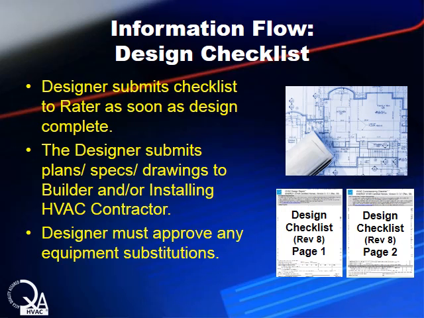Now, as soon as that HVAC system design is completed, that checklist is filled out and sent to the rater. Another copy is sent to the builder along with your specs or floor plan or duct layout, etc., either to the builder or the installing contractor. It needs to go to one of those two companies, and designers, that installing contractor will need a copy. So I would definitely hang on to one in case they requested one at a later time. Another aspect of this is that the designer must approve substitutions made to their equipment selection.